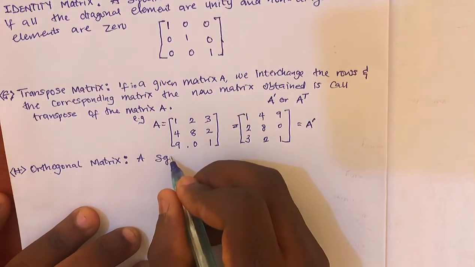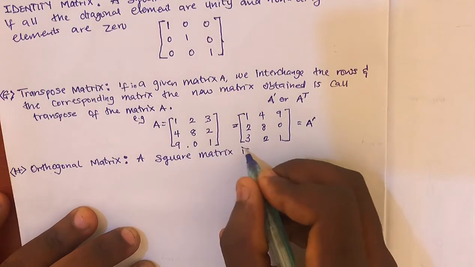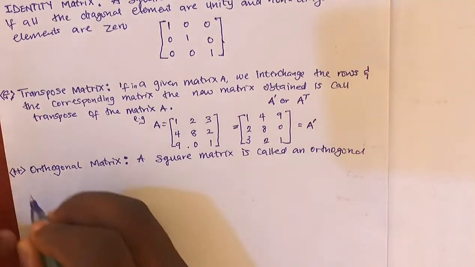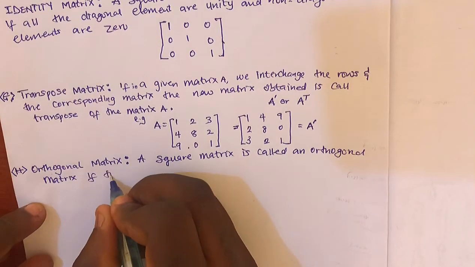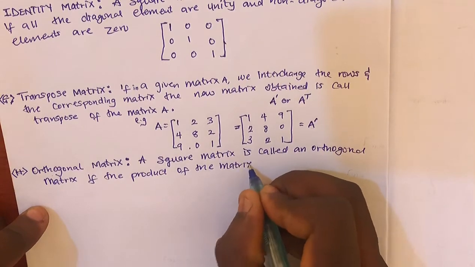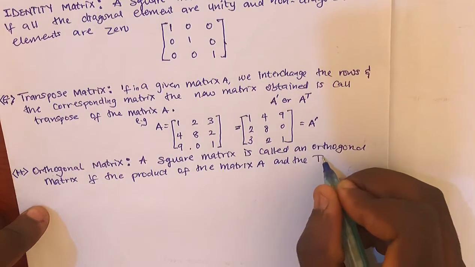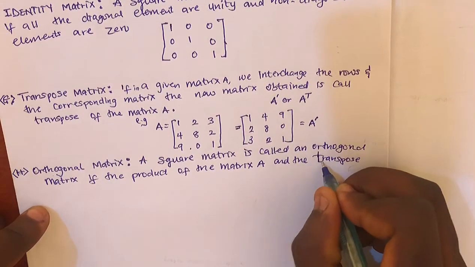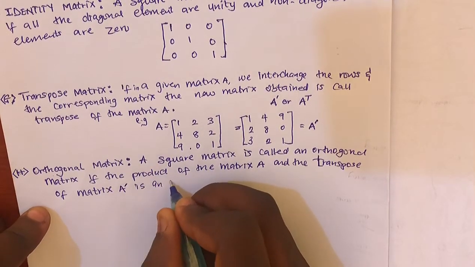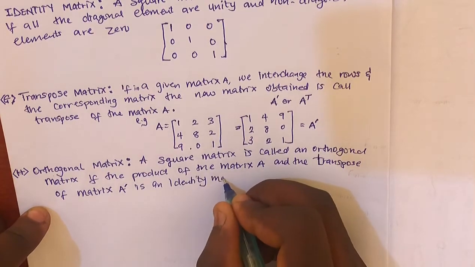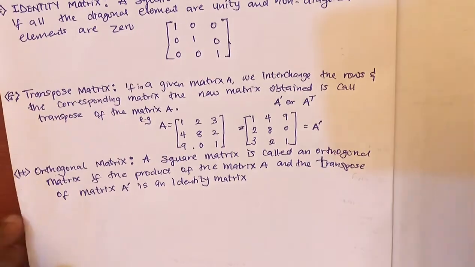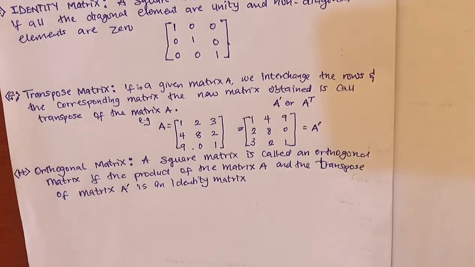A square matrix is called an orthogonal matrix if the product of the matrix A and the transpose of matrix A is an identity matrix. So a square matrix is called an orthogonal matrix if the product of the matrix A and the transpose of matrix A is an identity matrix.